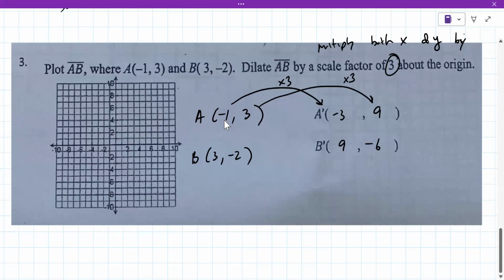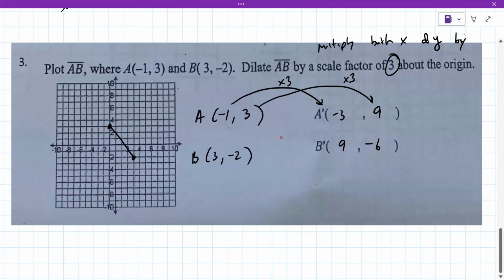So from A to B is -1, 3 to 3, -2. And we're just gonna connect that line. Something like that. That's not very good. Let's do a little better job. So what the dilation will do, it will increase the length of this line by 3. It also changes where it is as well. That's where I think there's a little bit of a disconnect about what it actually does.